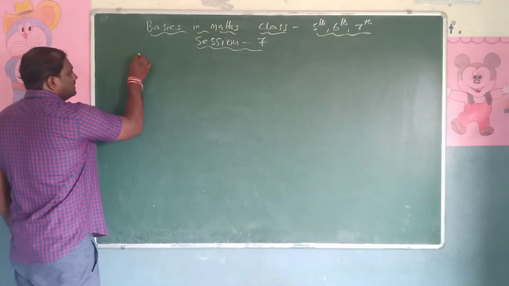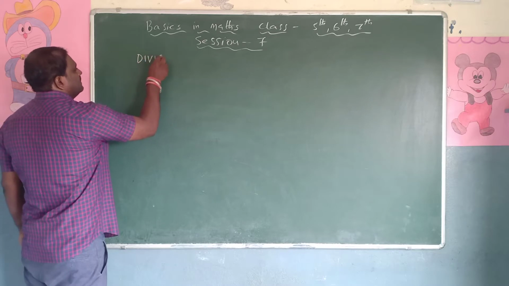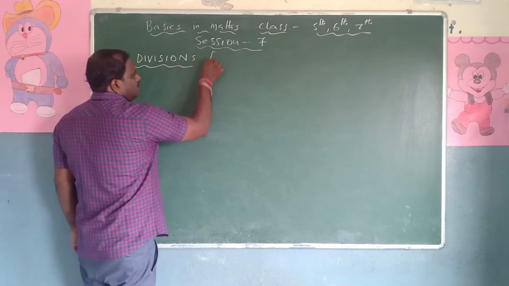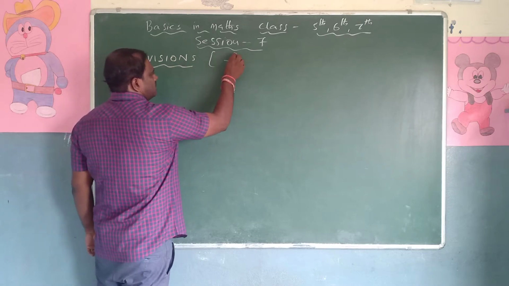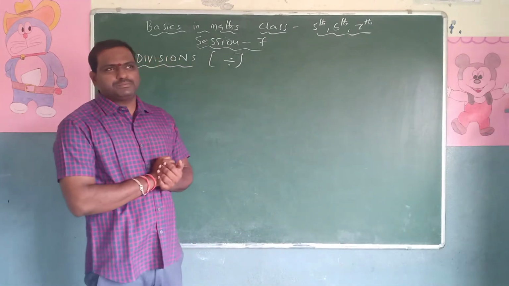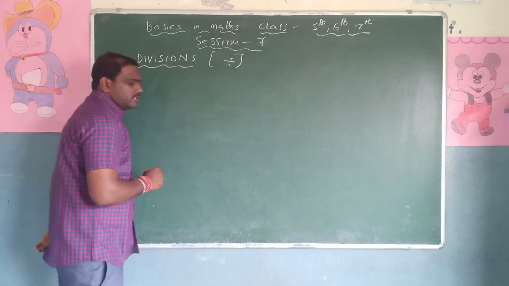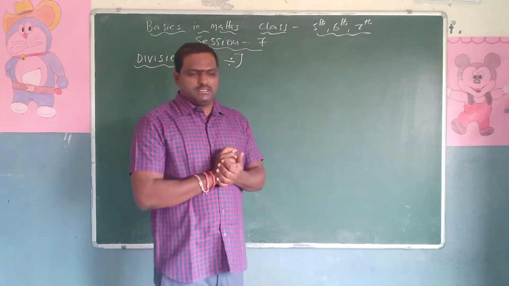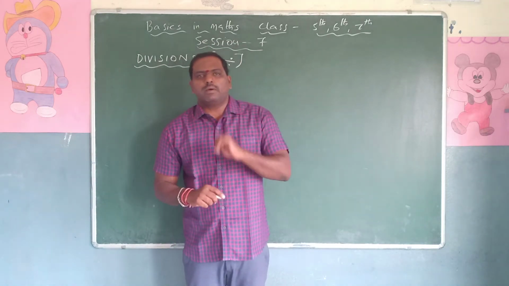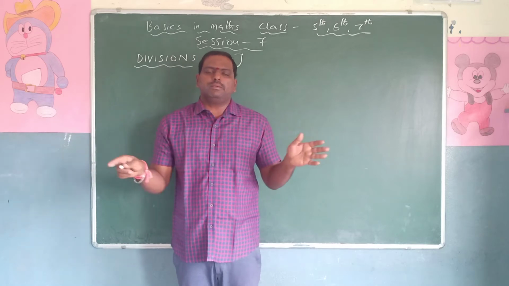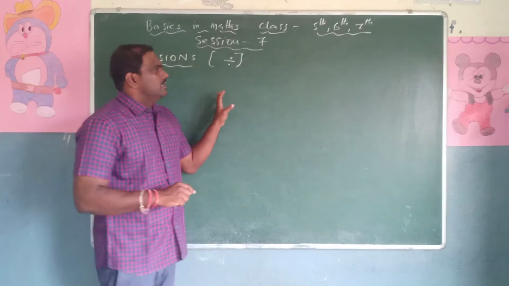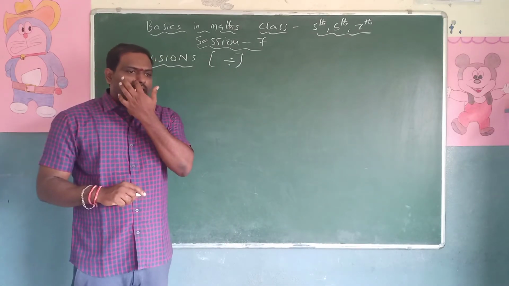Now in this session it is divisions. D-I-V-I-S-I-O-N-S, divisions. It is denoted by this symbol: one line with a dot up, and this is the symbol of division, right? Division can also be called making into parts. For example, 20 divided by 5 means how many parts? 4 parts. It's one of the terms used for division, but basically it is also related to the multiplication tables.